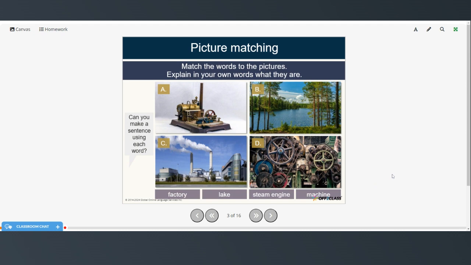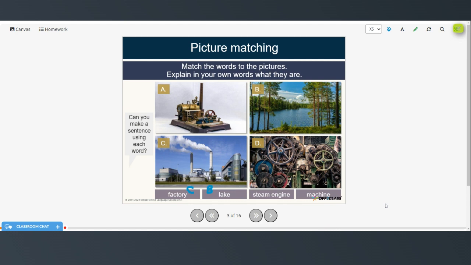Alright, so now match the words to the pictures and then try to explain in your own words what they are. So factory would be picture C, and a factory is a place where people can manufacture goods, large numbers of goods in a fairly short amount of time. Lake is picture B. A lake is a natural, or could be man-made, but usually a natural body of water that's contained on all sides by land.